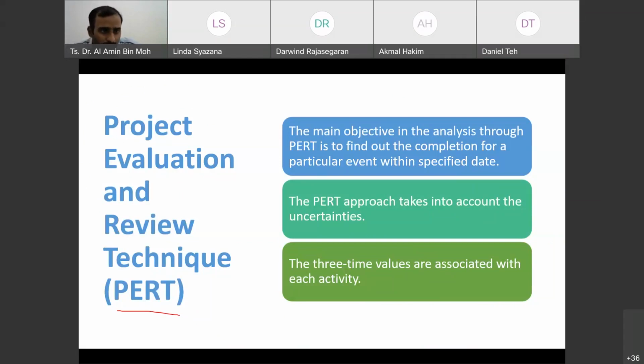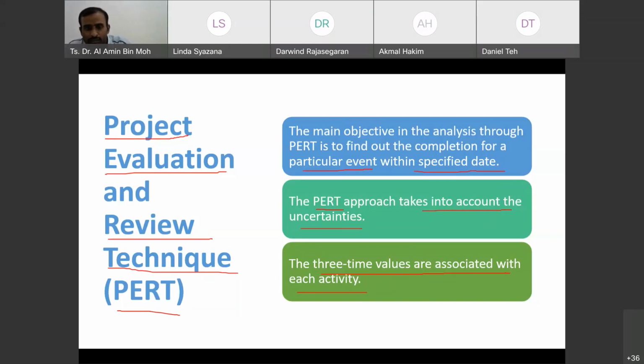So what is PERT? PERT is an acronym for Project Evaluation and Review Technique. The main objective in the analysis through PERT is to find out the completion for a particular event within a specified date. And the PERT approach takes into account the uncertainties. Three time values are associated with each activity.